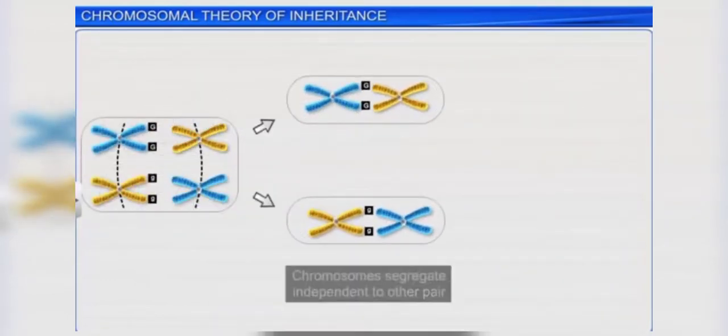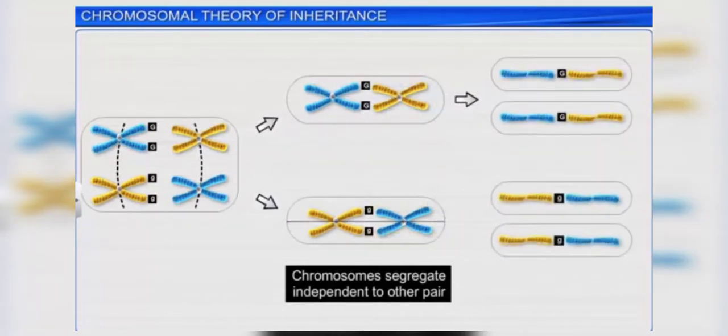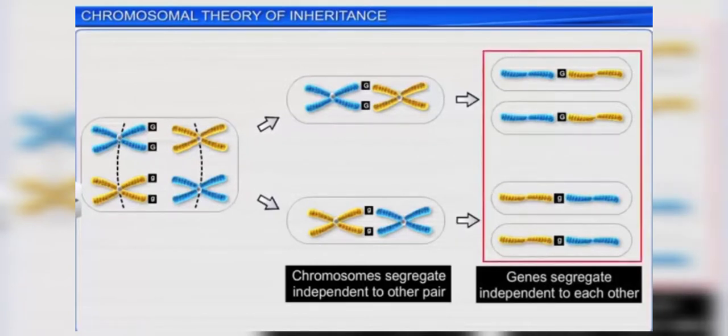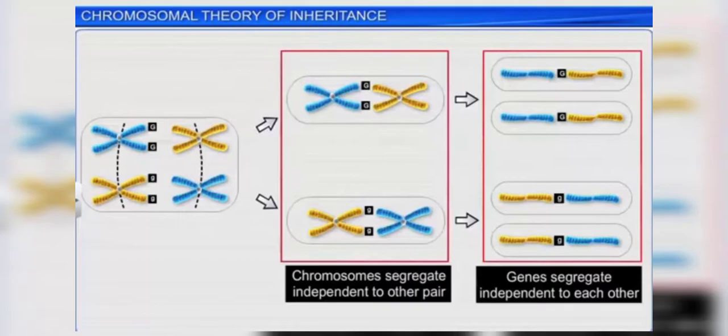However, they differ in the way they segregate at the time of meiosis. In genes, independent pairs segregate independently of each other, while in chromosomes, one pair segregates independently of another pair.